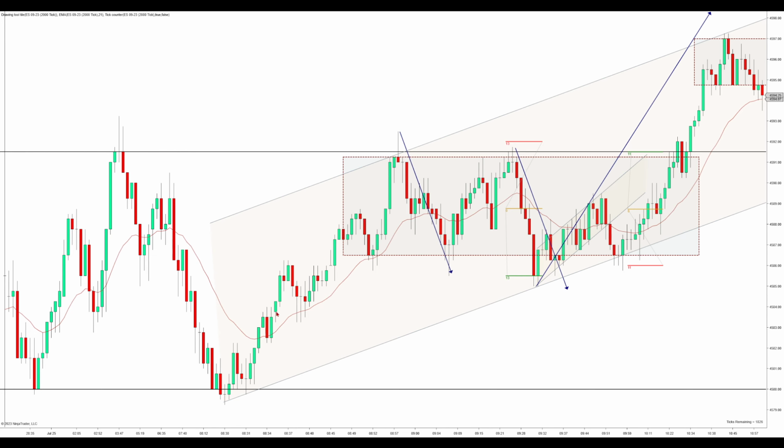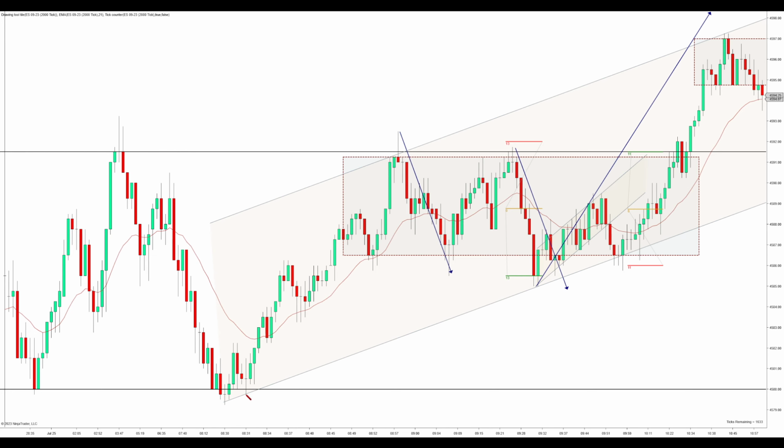Now, the reason I don't like this as a failed second entry is because you already have two legs up before the failed second entry. Usually on a good failed second entry, you want to get a push up, a break, and then you enter on a failed second entry to make the second leg up. This already has two legs up.